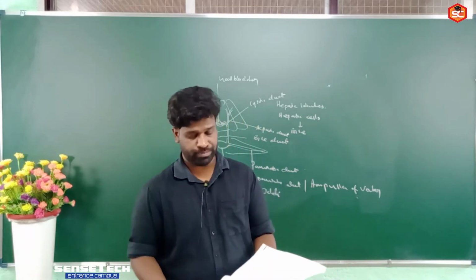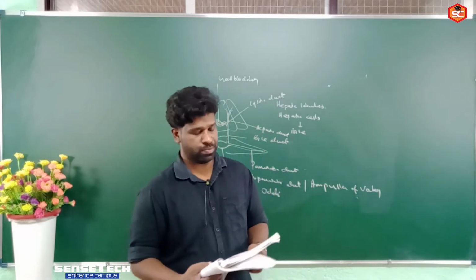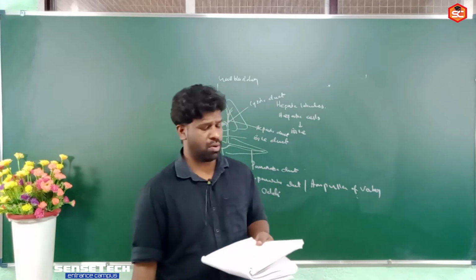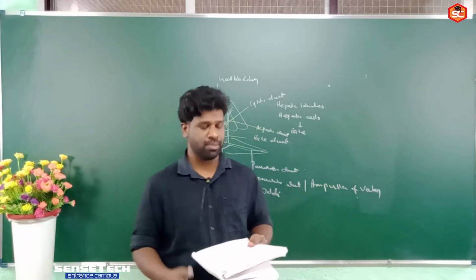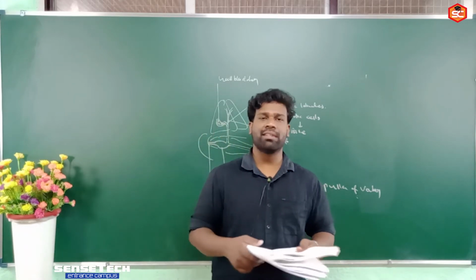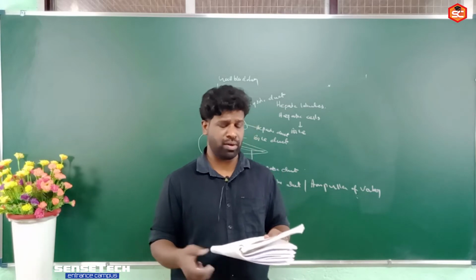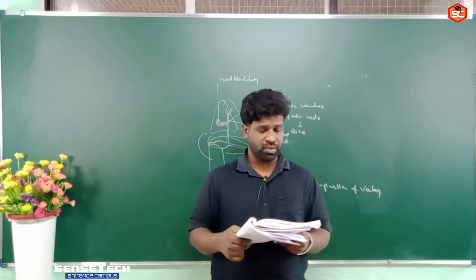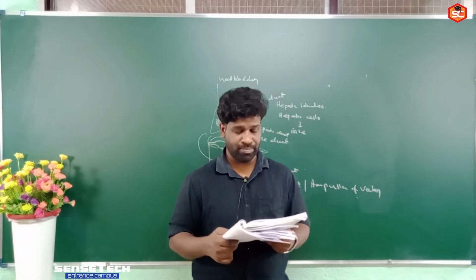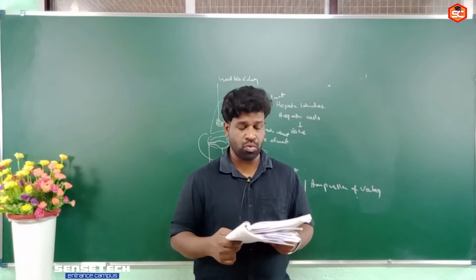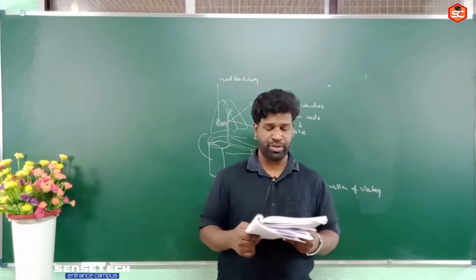Next one. Match column 1 with column 2. Column 1 consists of different types of sphincters and column 2 has locations. Sphincter ani internus, that means the anal sphincter. We know the anal sphincter is located in the terminal part of our alimentary canal. So A is 3, the terminal part of the alimentary canal.